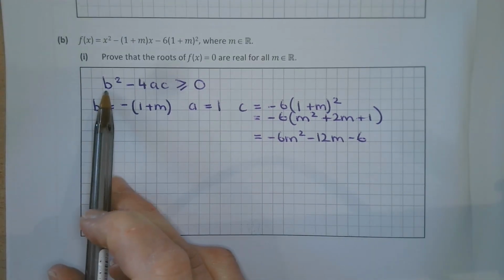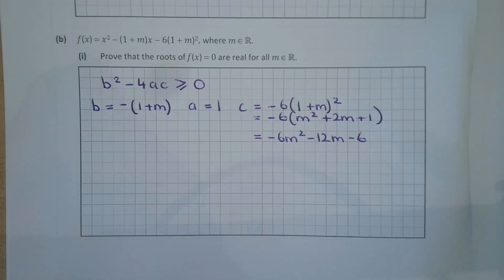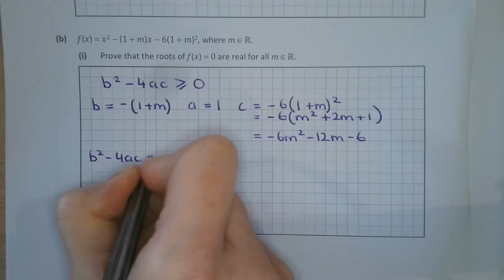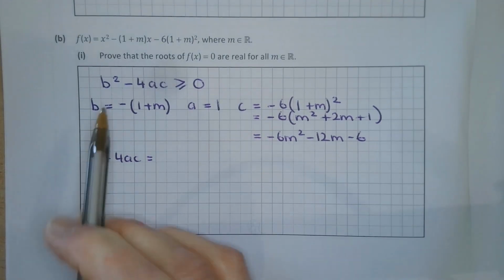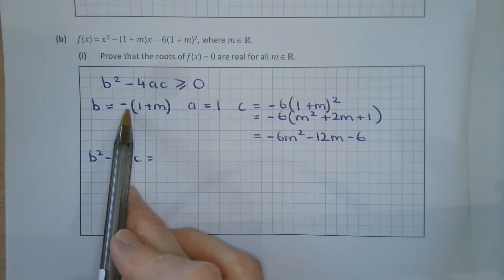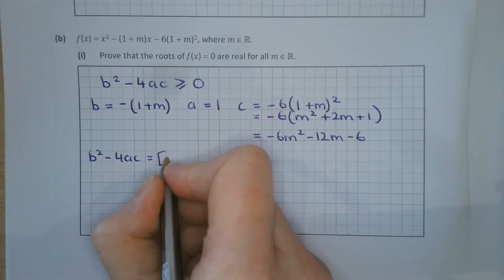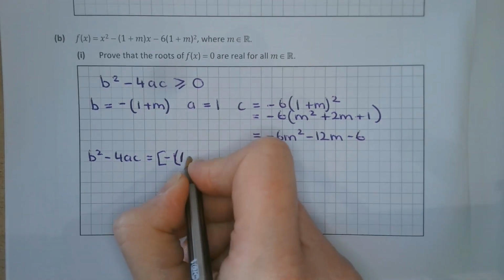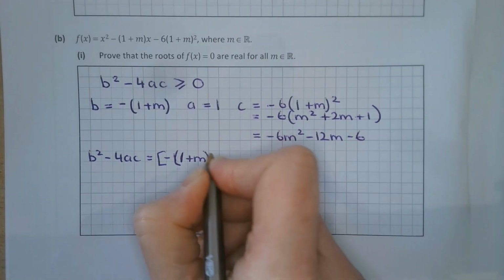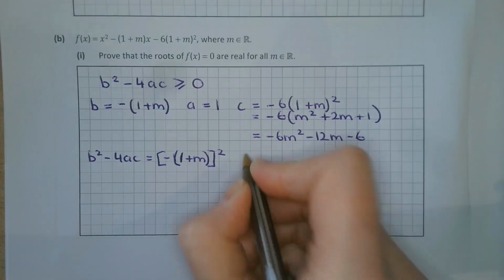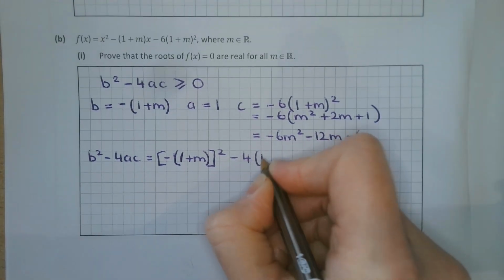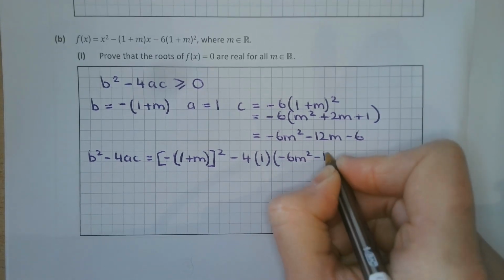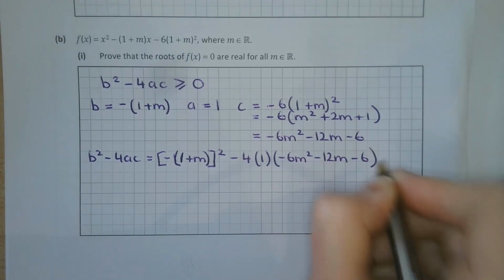So if I'm filling into my b squared minus 4ac, that's what I need to fill into. So b squared minus 4ac in this case will be equal to, now don't forget when you're squaring the b, it's going to be squaring that negative as well. So a little square bracket around it might help. So it's minus bracket 1 plus m to be squared. Then minus 4 times a, which is 1, and then c, which we already have, is minus 6m squared minus 12m minus 6.